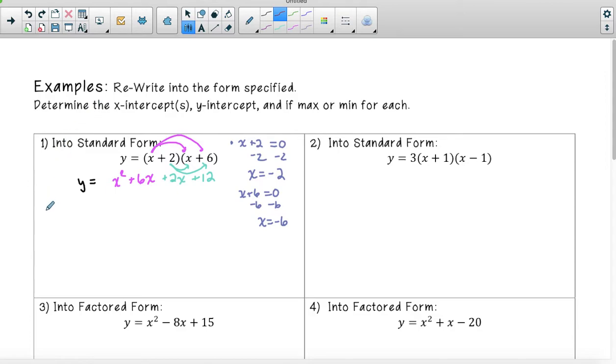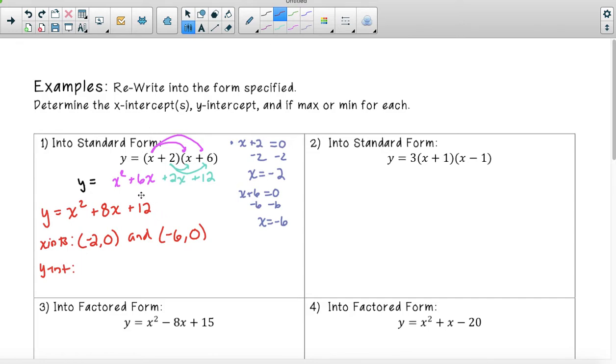So our standard form becomes y equals, nothing combines with x squared, 6x plus 2x becomes 8x, so a positive 8x, and nothing combines with our 12, so we have plus 12. This is our standard form. Then we can find our x-intercepts, which we found from our factored form earlier, which are at negative 2, comma 0, and negative 6, comma 0, because it's the coordinate of the x-intercept when the y value is 0.